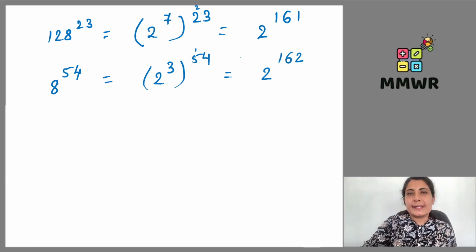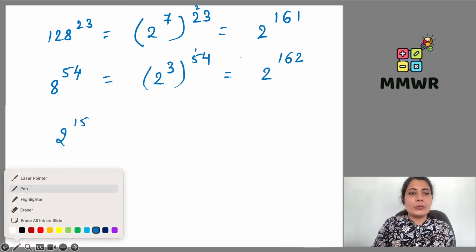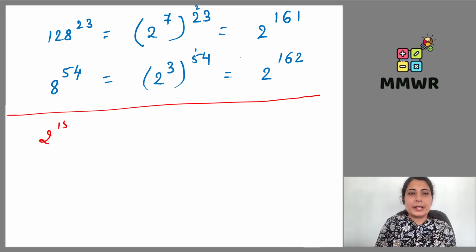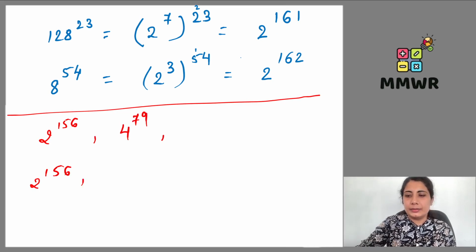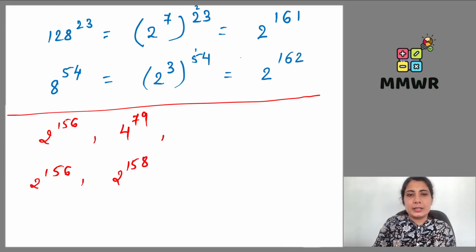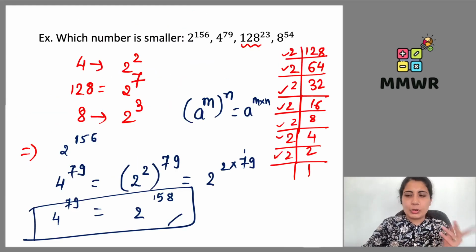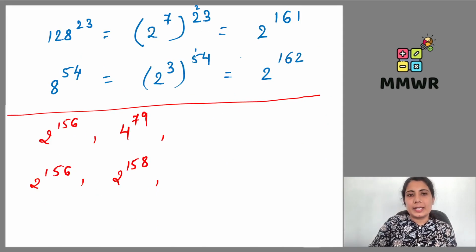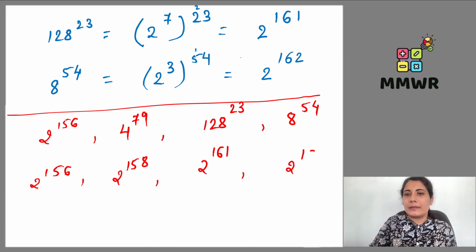So when we compare all these four: 2 to the power 156. The original question was, let me rewrite it. 2 to the power 156 I will write as it is. Then here we had 4 to the power 79, which can be written as 2 to the power 158. This is the basic method I am showing you. The shortcut method you all know, you don't have to write it again and again. 128 to the power 23 can be written as 2 to the power 161, and 8 to the power 54 can be written as 2 to the power 162.